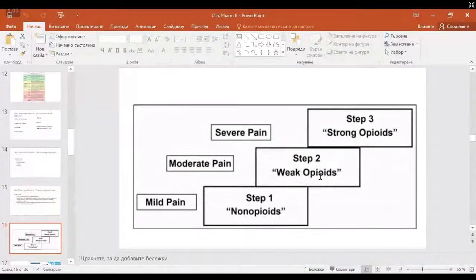So here is the stepwise approach when treating pain that I mentioned. So mild pain is step 1, non-opioids. Moderate pain is the next step, when we use weak opioids, and severe pain when we need to use strong opioids. So this is the simplest classification, and it is only 3 steps, and this can get asked in the exam, especially if it's an oral exam.